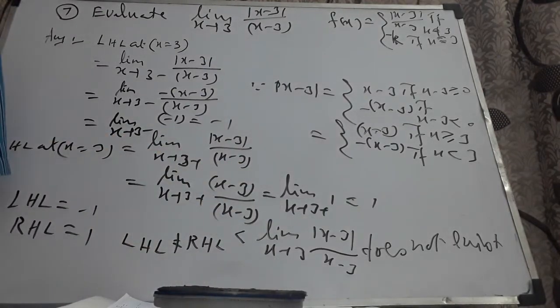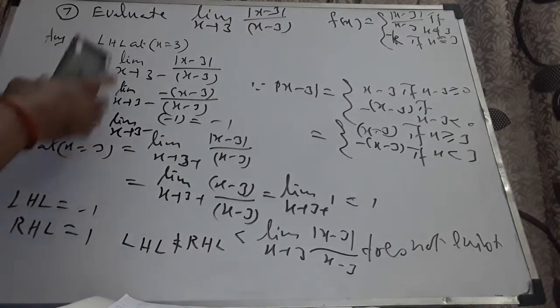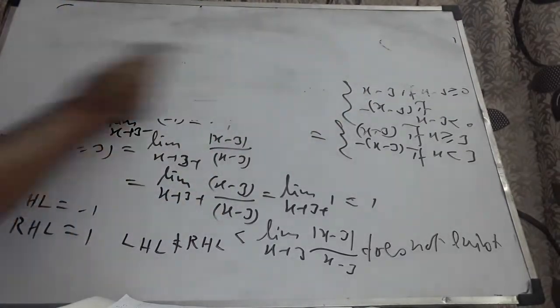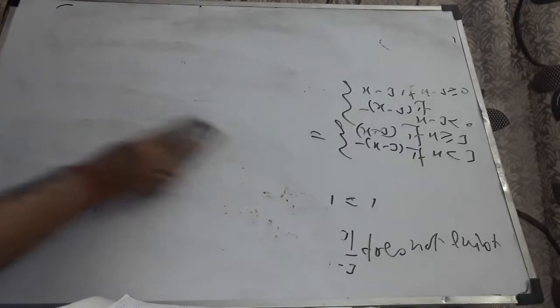The eighth problem goes like this. Evaluate the integral dx divided by (x plus 12) into (x plus 10).